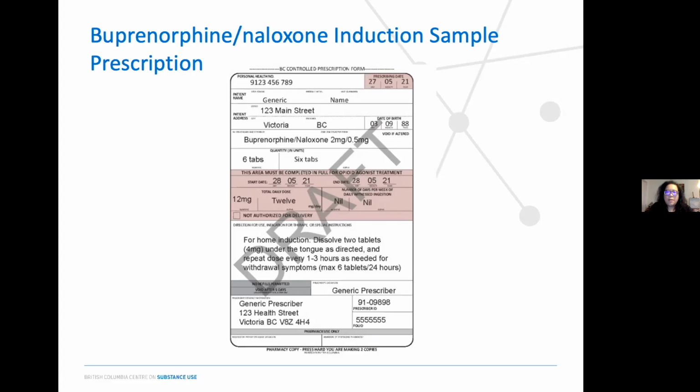This is just an example, and it is located on the College of Pharmacists of BC website, really good examples of sample prescriptions. In some of our POTS-P modules that you might be looking at, there are also examples in there. So that's why I was saying that it's easier and there are fewer errors in writing now that there are examples on the websites as well. So this is an example of a simple induction prescription of buprenorphine naloxone.